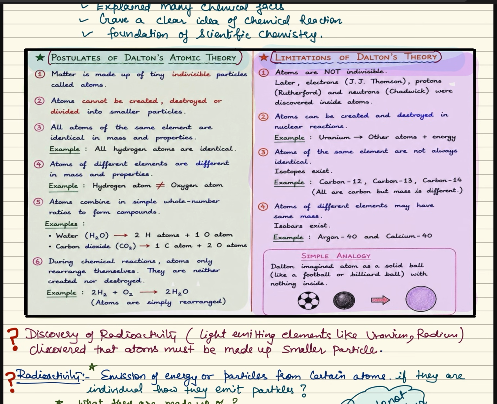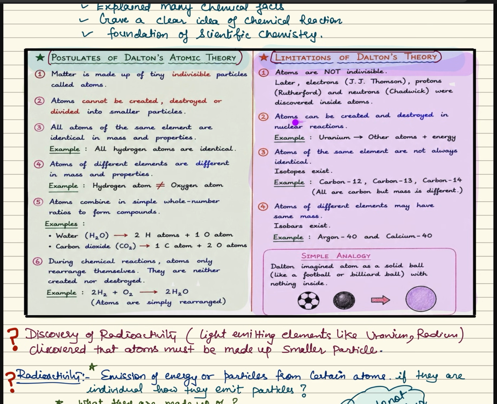Okay, according to Dalton theory, atoms are indivisible. It means you can't divide an atom. Okay, but later electron, proton and neutron were discovered inside the atom, isn't it? So that's why it was not correct, because the atom is divisible. An atom has electron, proton and neutron.